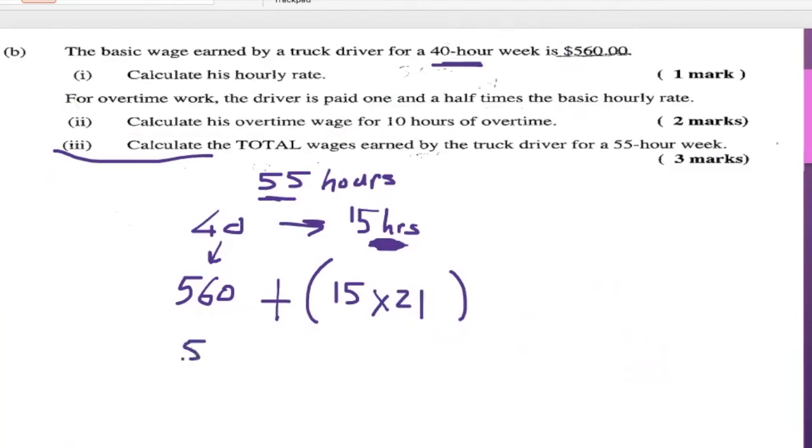So we have $560 plus 15 times 21, that's $315. So that's the amount you get additional on your pay. So we add it to 560 and we will get $875. So this is the amount that you received for working 55 hours for that week.